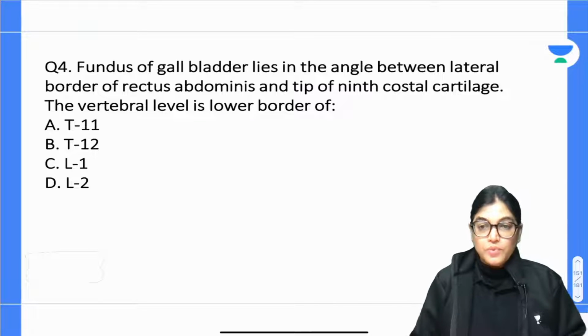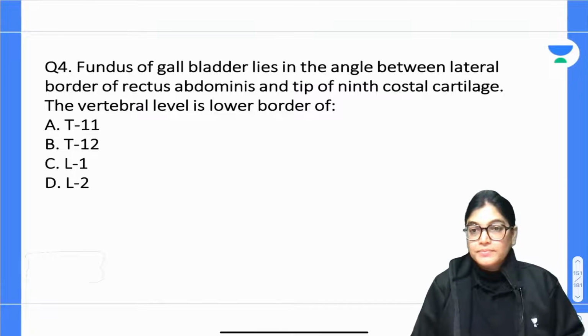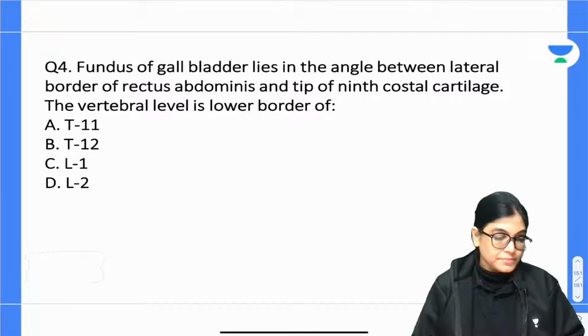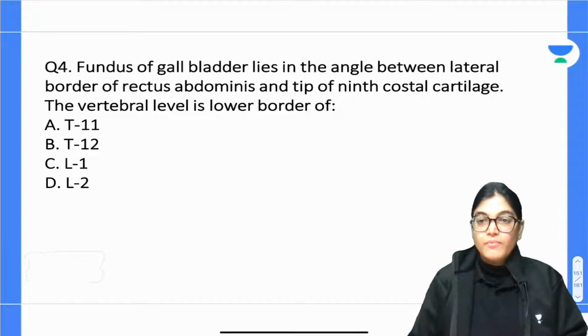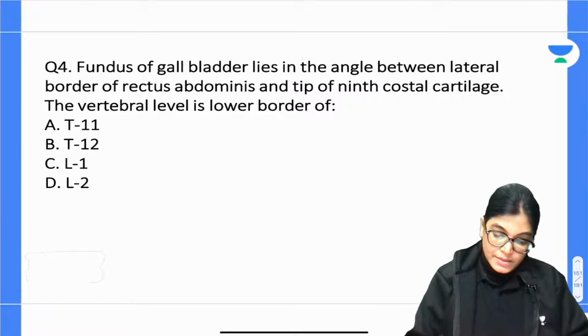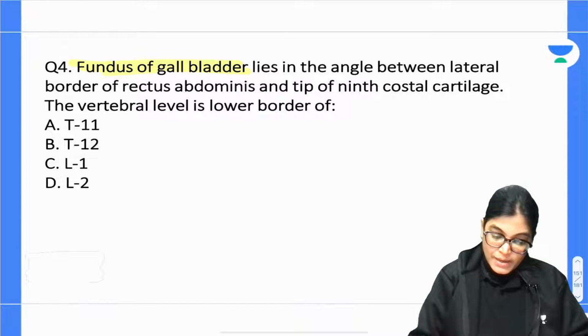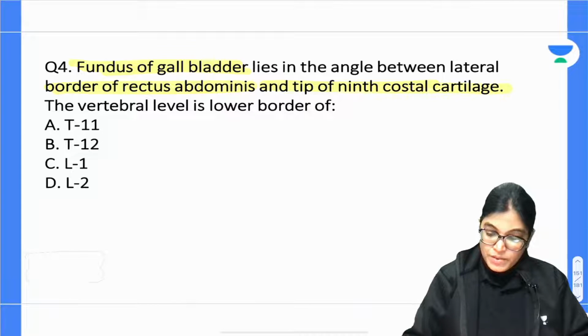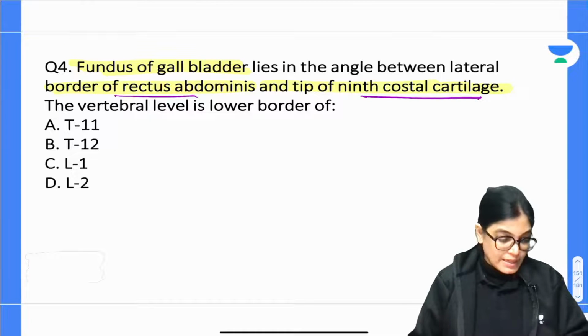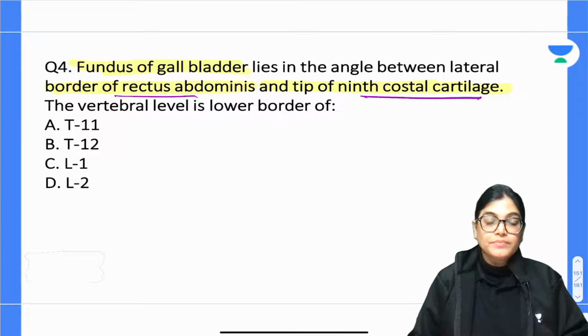Question number 4. Mark the correct answer. Fundus of gallbladder is in an angle between the lateral border of rectus abdominis and the tip of the 9th costal cartilage. So these are the key points which are mentioned here, and you have to mark the correct answer. Amit is telling it's C. What about others?